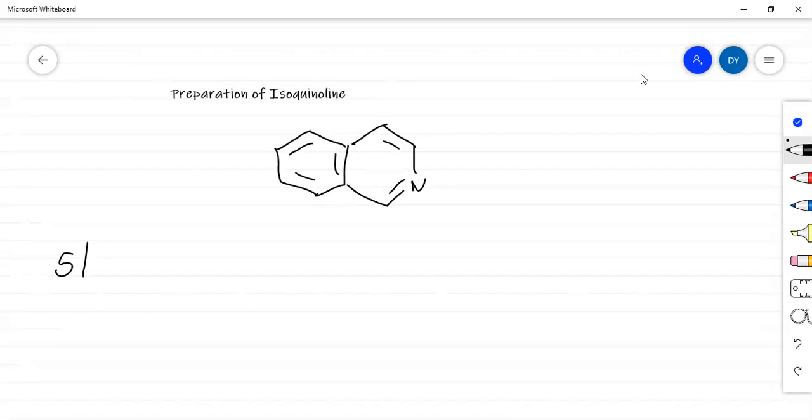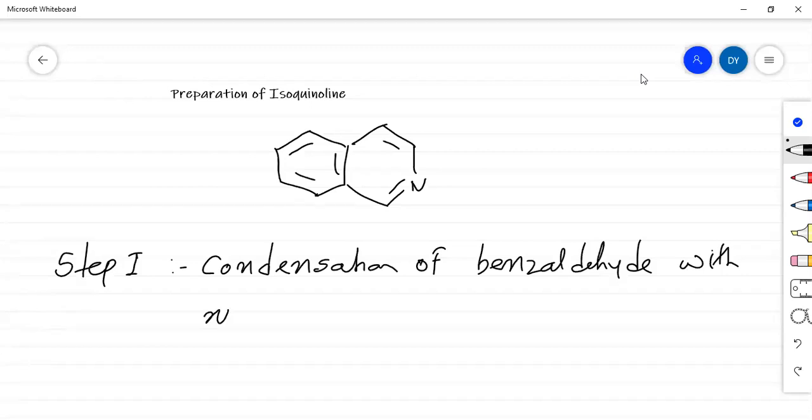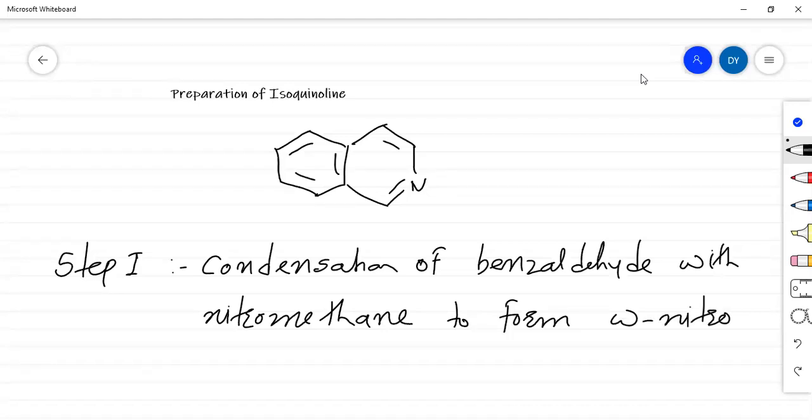So here I start with step number 1. In step number 1, our starting material is benzaldehyde. So here there is a condensation of benzaldehyde with nitromethane to form omega nitrostyrene.